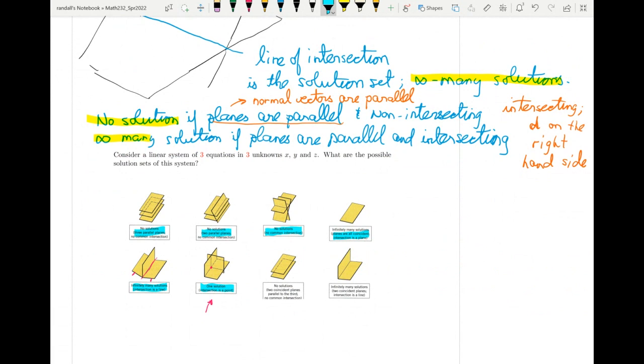Here we have all three planes parallel, but two of them coincide, the third one doesn't, so no solution. And here we have the situation where two planes coincide and the third one is not parallel, so it does intersect in a line. So that's the solution set right here, this line. So we see some variety of possible solution sets, what to expect when we have three equations and three unknowns, because we can visualize planes in 3 dimensions and we can see the various possibilities.